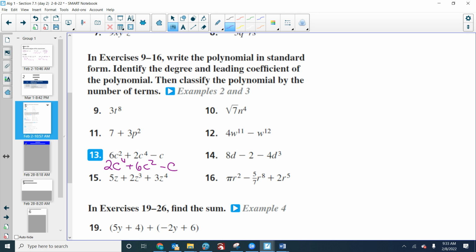All right. This one's just backwards, right? This should go first, then that, then that. Yes?